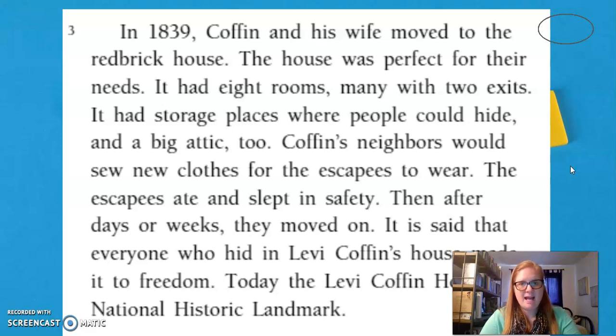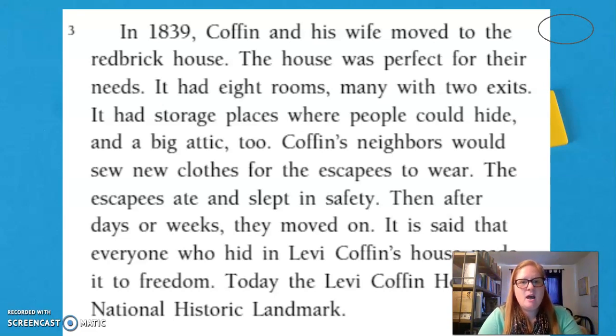This paragraph has 13 homophones. That's a lot of homophones. But if you can't find them all, don't worry about it. That's all right. I'm going to read out loud and let's see if you can listen for them.